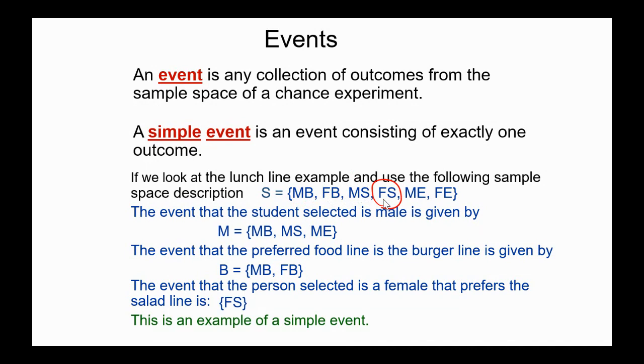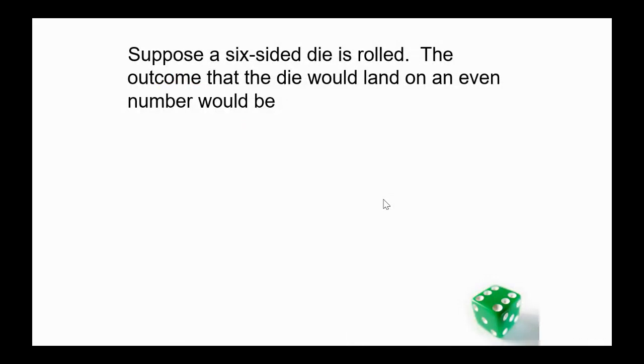Questions on that? Let's suppose a six-sided die is rolled. The outcome that the die would land on an even number would be what? Well, we're not wanting the probabilities. We're wanting the actual outcomes. What would we have to land on for it to be an even number? 2, 4, and 6. Again, we're not wanting probabilities. We're wanting the actual event that it happened. 2, 4, and 6. That's our event.